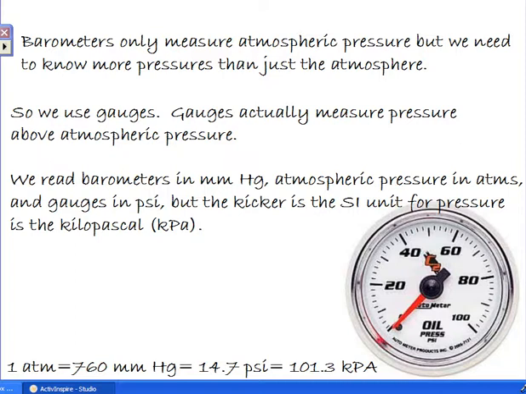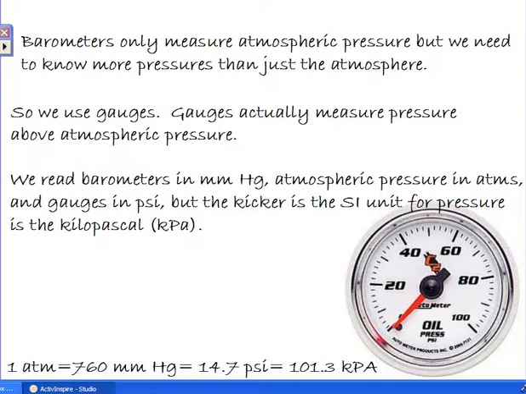So barometers only measure atmospheric pressure, but we need to know more than just atmospheric pressure. So we use something called a gauge. Now, gauges actually measure pressure above atmospheric pressure. So you have to remember, when you read a gauge, if you want to know the atmospheric pressure or the pressure plus that, you have to add them together or subtract them. Just remember that gauges actually measure pressure above atmospheric pressure. You're going to see this in your homework. So, we read barometers in millimeters of mercury, atmospheric pressure in ATMs, and gauges in PSI, pounds per square inch.